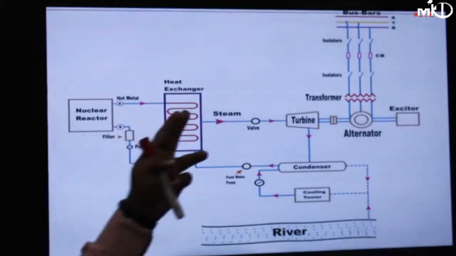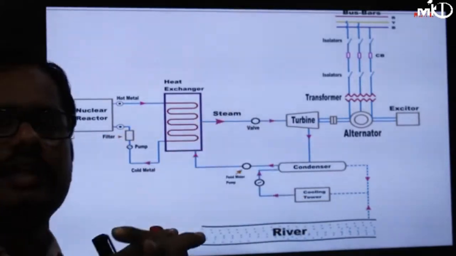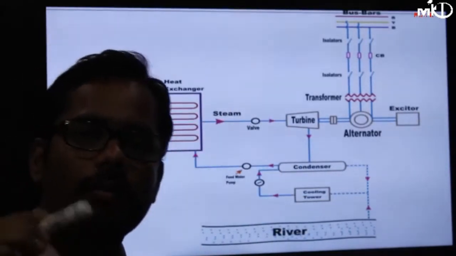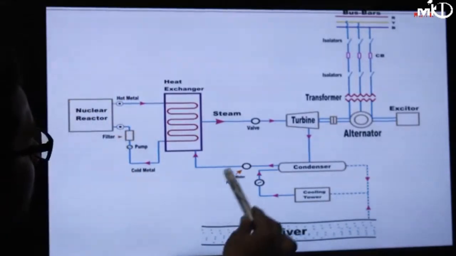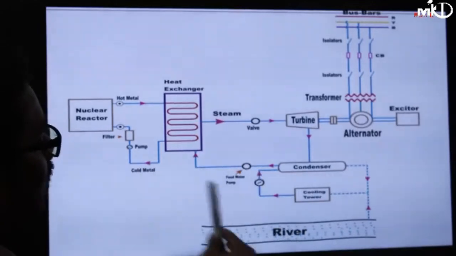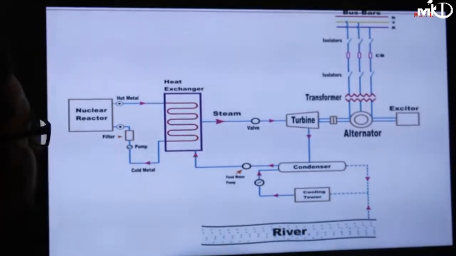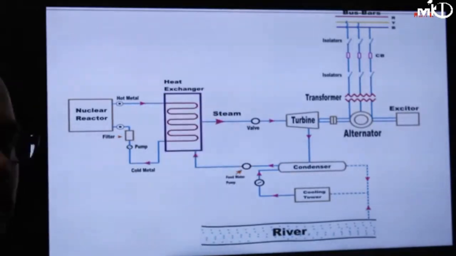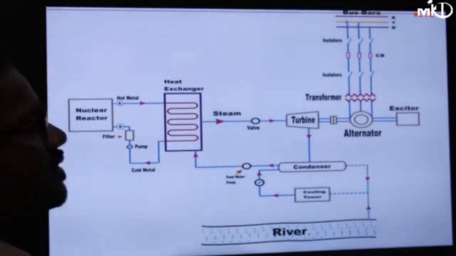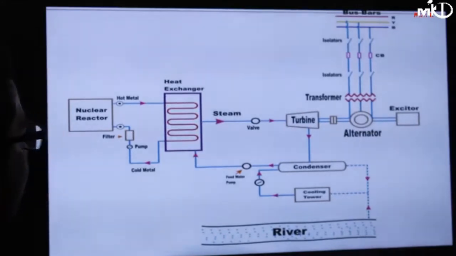Your nuclear reactor and heat exchanger, if you combine those things, are just similar to the boiler of your thermal power plant. So you are putting water here, a feed water pump is there, you are putting water, and the hot metal will flow inside the water, and finally you are getting your steam. Okay, and then what happened?